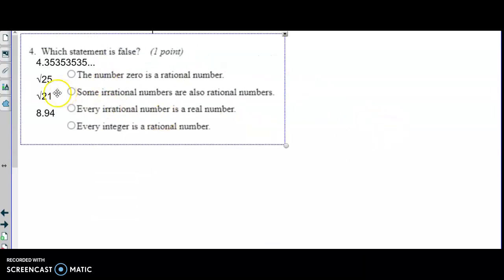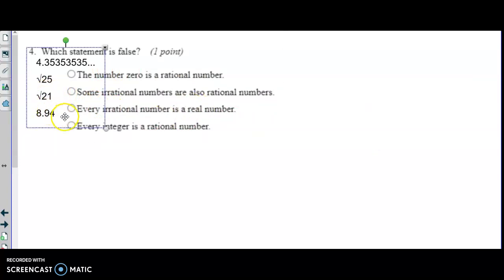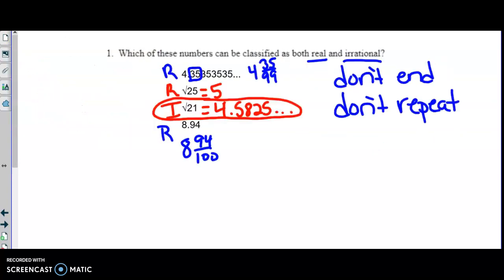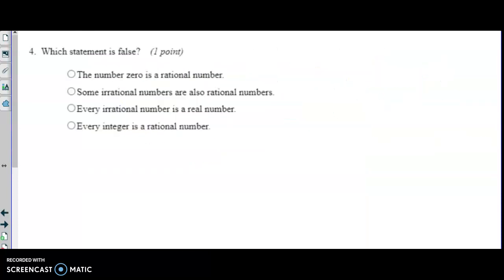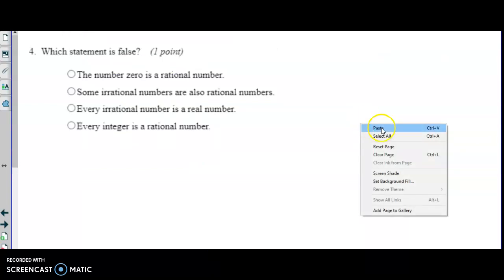Oops, that's not what I wanted. Where did that come from? Sorry, guys. Copy. Oops. Goodness gracious. Paste. Okay.